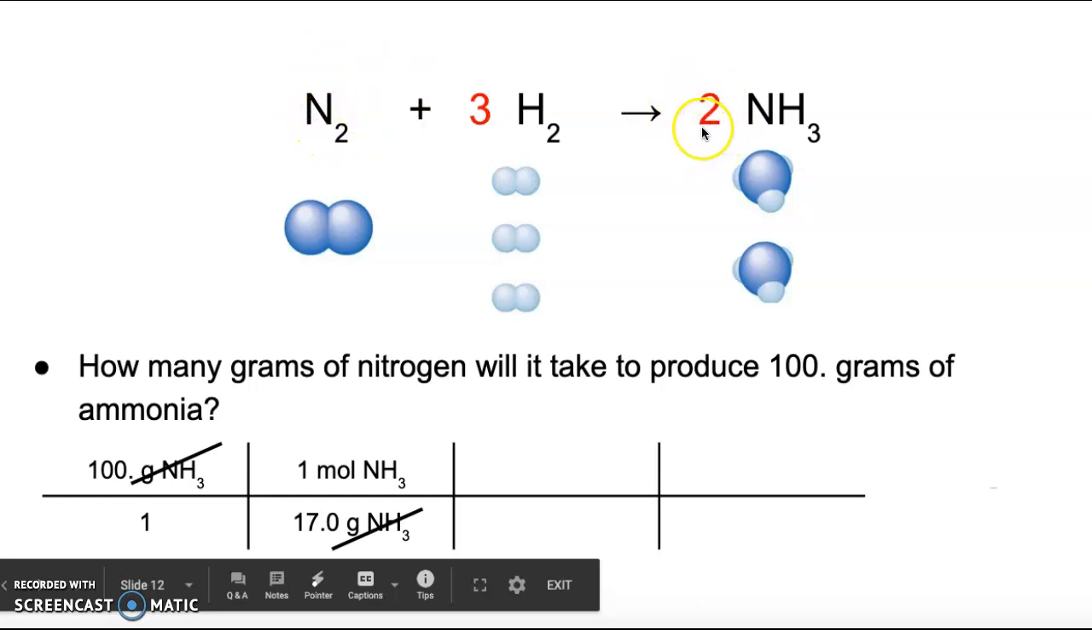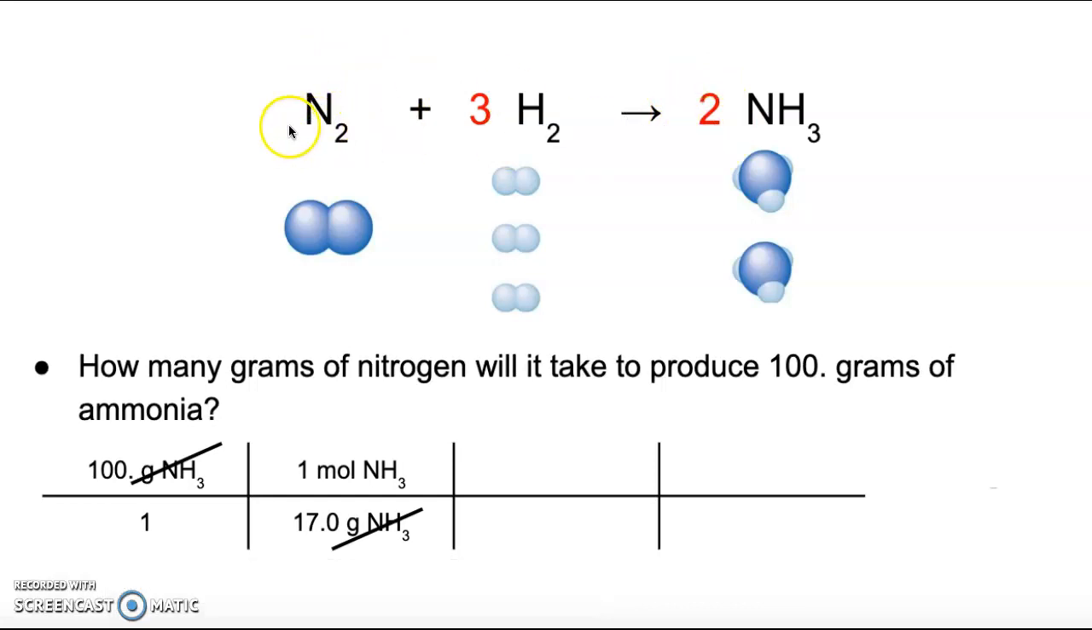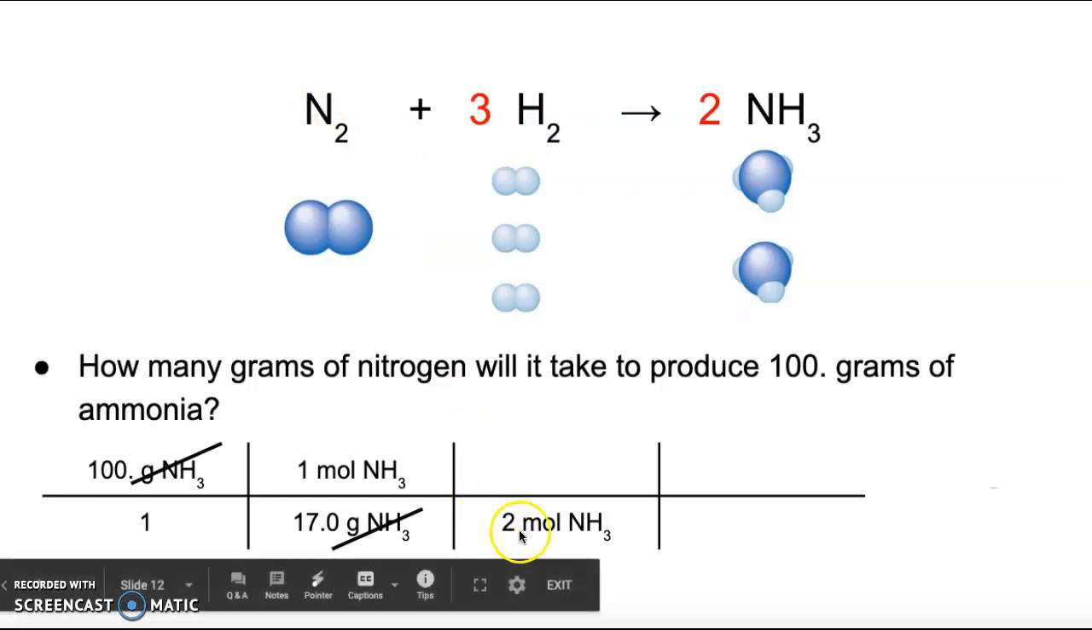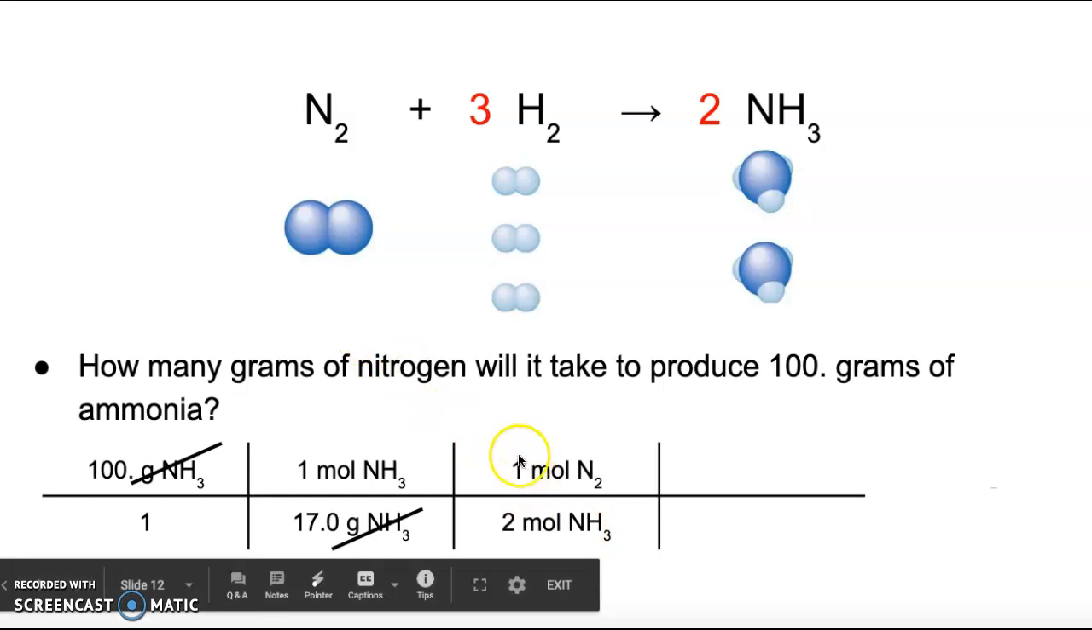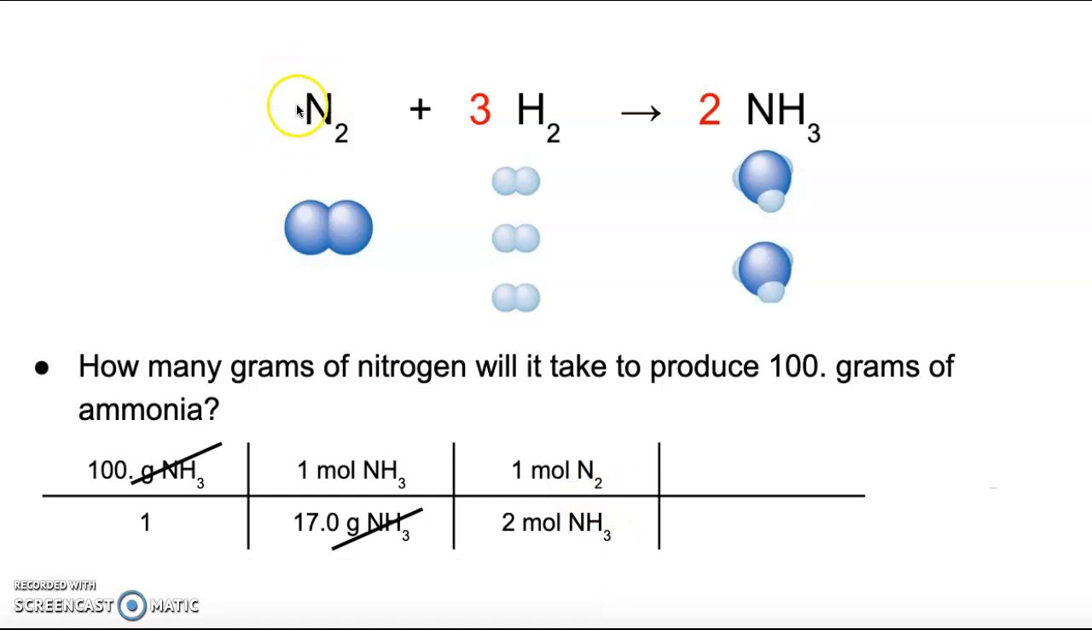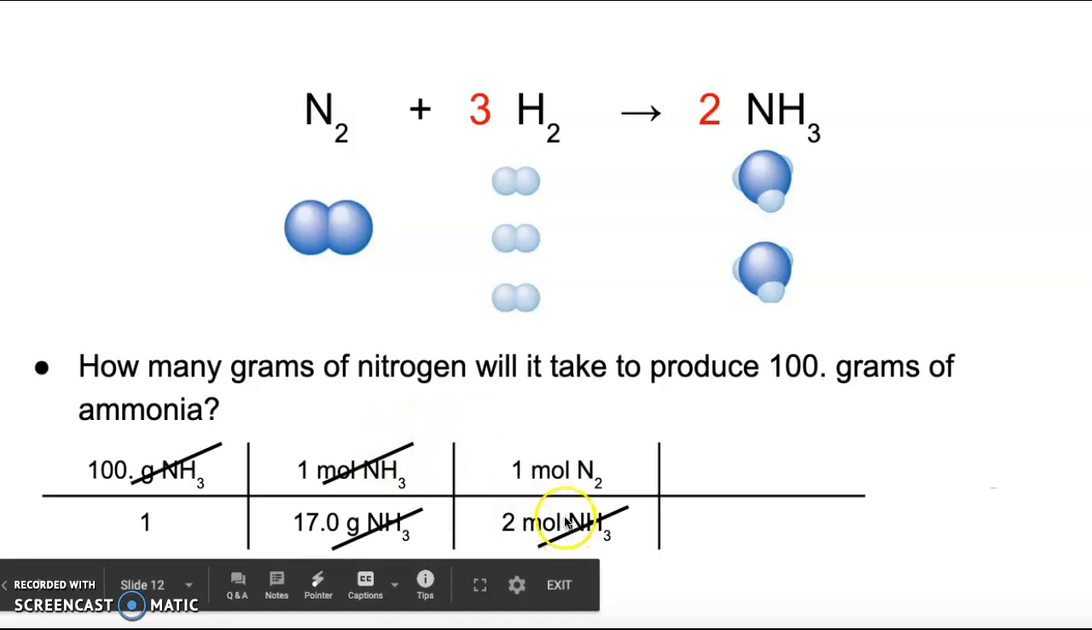And I can see here that from the balanced equation, it's a 2-to-1 ratio, looking at those coefficients in our balanced equation. So that means for every 2 moles of ammonia that are made, I'm going to need 1 mole of nitrogen gas. Note that I'm using the coefficient here, not the subscript. When you don't see a number, the coefficient is 1. So that's 1 mole of nitrogen to 2 moles of ammonia. And this allows me to cancel out units of moles of ammonia on the top and the bottom. Now I have units of moles of nitrogen, but the question asks how many grams of nitrogen.